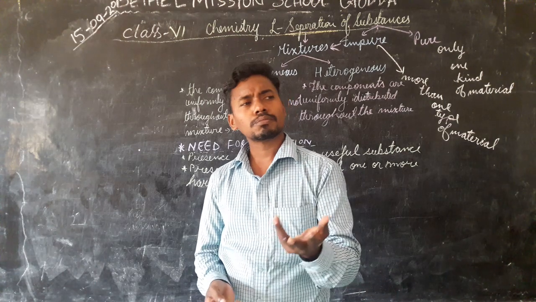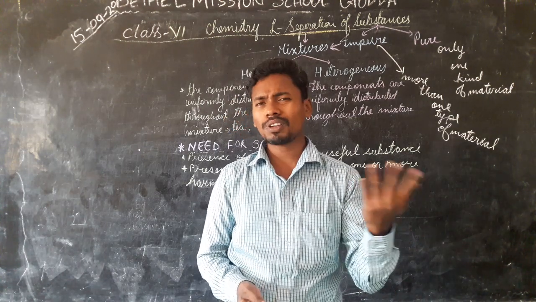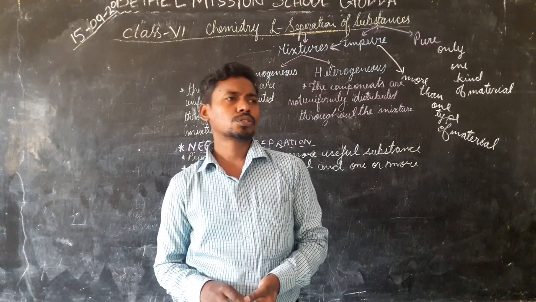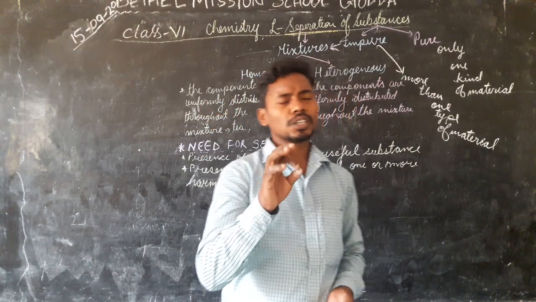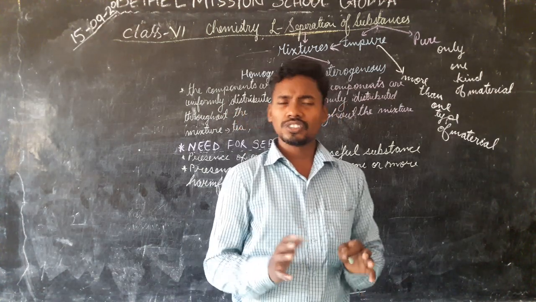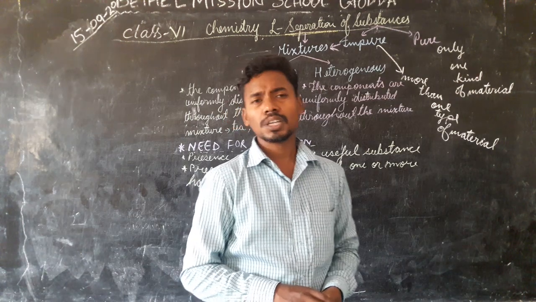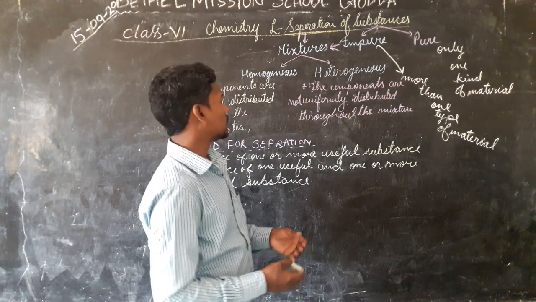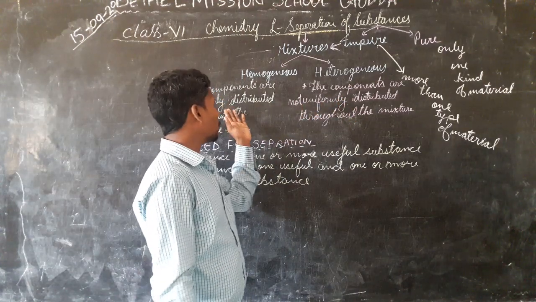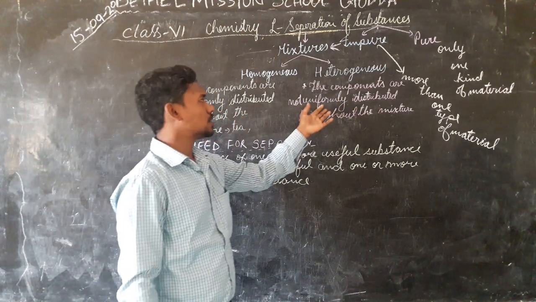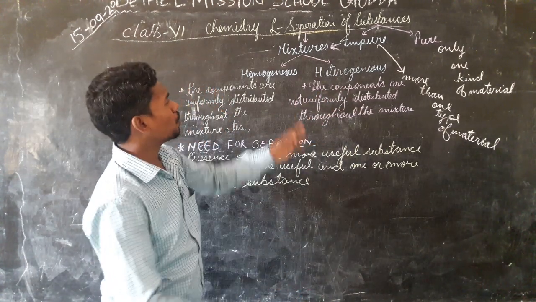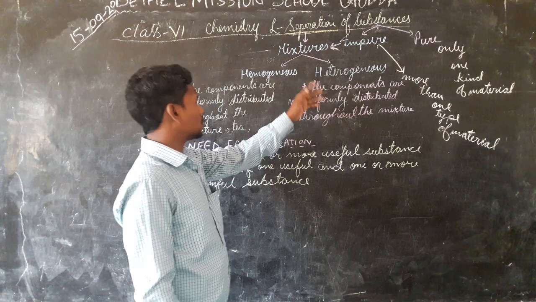There are so many varieties of heterogeneous mixtures. Generally, homogeneous mixtures are fewer, whereas most mixtures you see are heterogeneous. So what is the difference? Basically, in homogeneous mixtures the components are uniformly distributed, whereas in heterogeneous mixtures they are not uniformly distributed. So these are the different varieties of mixtures.